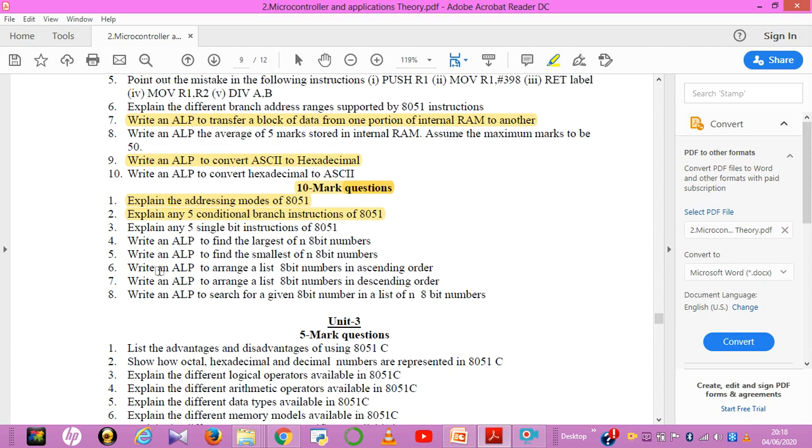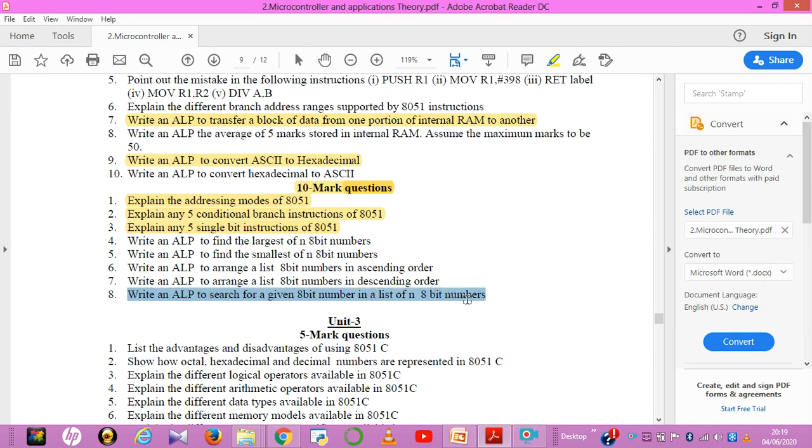Next, explain any 5 single bit instructions. Clear bit, set bit, next swap bit, next invert, clear, that is one you can say. Like that, you have to explain any 5 single bit instructions. Go through the bit instruction set, and out of that, write 5 instructions with an example: function, example, flags affected.